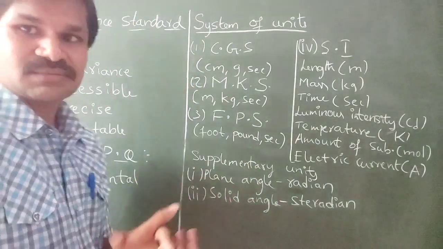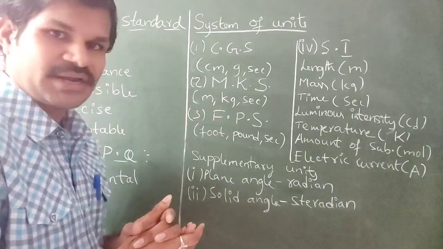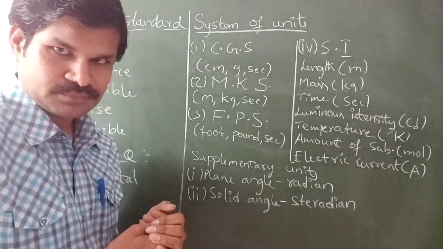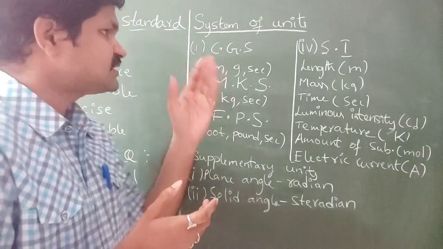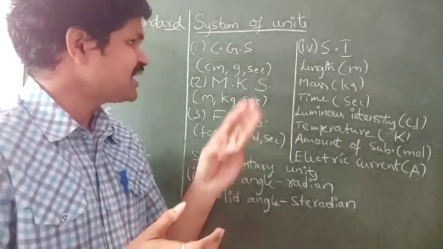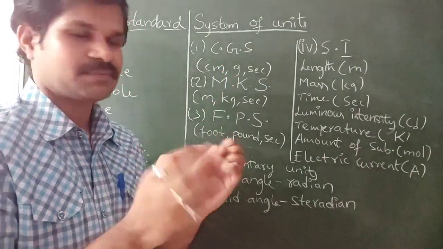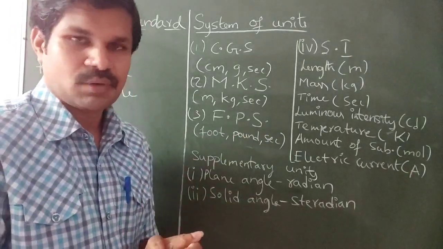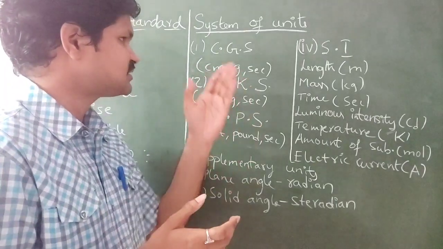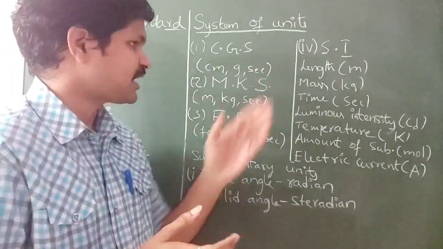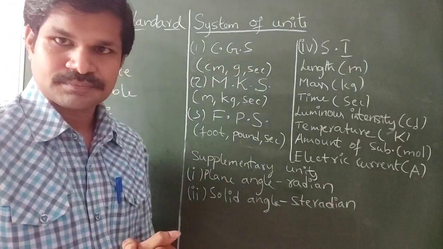So here are the systems of units. The systems of units are broadly divided into 4 categories. The starting one was the CGS system. Here, if you observe, in the CGS system only 3 fundamental physical quantities are considered: length, mass and time, in terms of centimeter, gram and second.